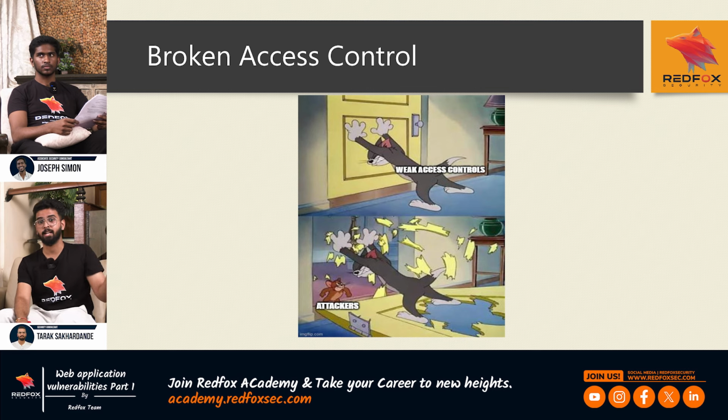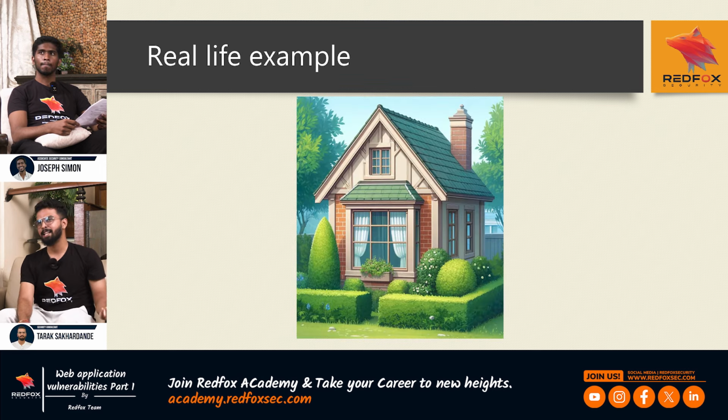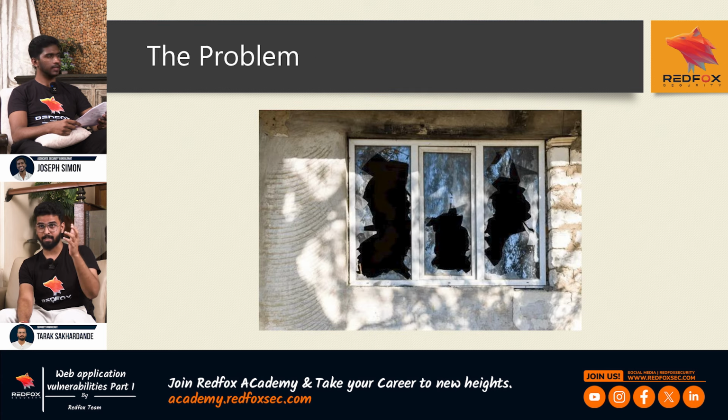If I relate this to a web application, the weak access controls are the doors, which the developers are hoping are a very good mechanism, but pen testers or attackers are completely breaking through them. A real life example can be as simple as this. I really love to explain by giving examples. Let's say you have a beautiful house and everything's good, but at the back there's a window that's broken.